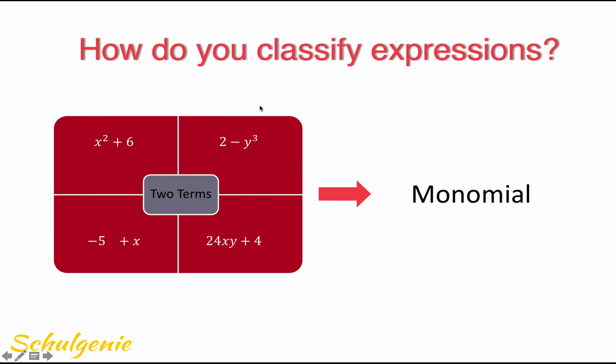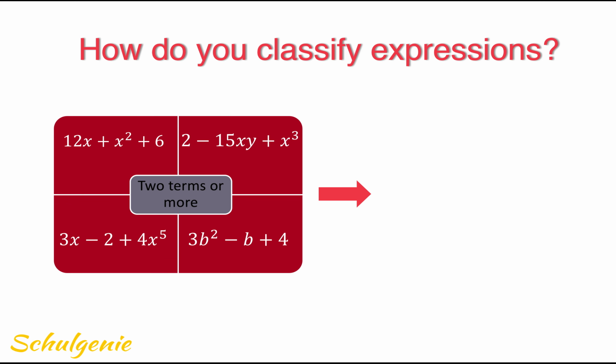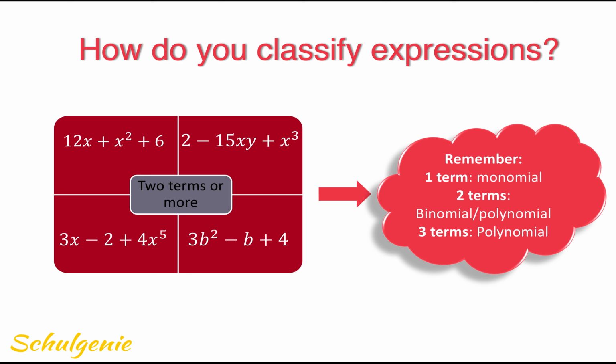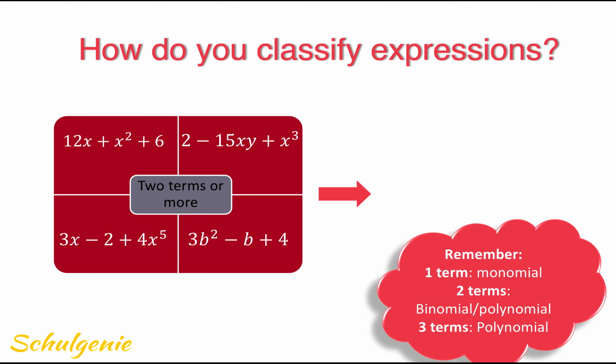If the expression has two terms, it can be called a binomial or a polynomial. Either one, it's correct. But x squared plus 6, negative 5 plus x, and so on are all binomial and polynomial expressions because they have two terms or more. Now, if an expression has two terms or more, it is called a polynomial. And here we have only expressions with three terms, and they are all polynomial expressions. So remember, one term, monomial. Two terms, binomial or polynomial. And three terms, it's a polynomial.